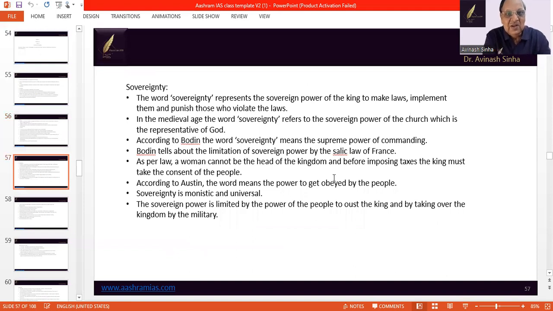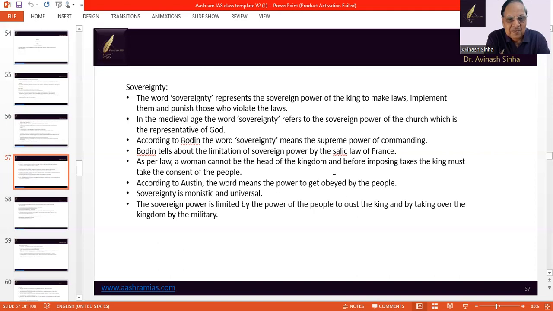Now come to see the concept of sovereignty. The word sovereignty represents the sovereign power of the king to make laws, to implement them, and to punish those who violate the laws. In the medieval age, the word sovereignty refers to the sovereign power of the church, which is the representative of God.